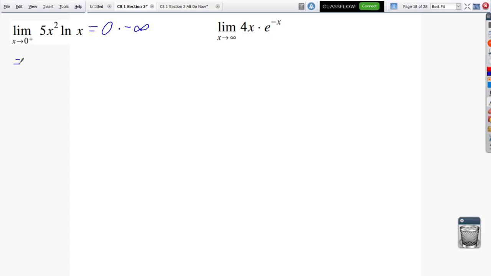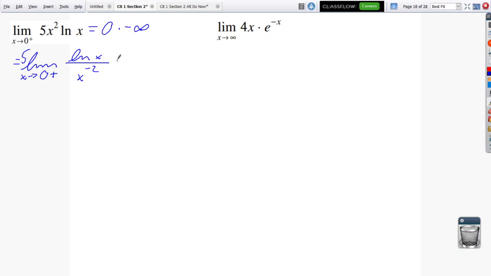So I'm going to rewrite it in fractional indeterminate form. All we're going to do is reciprocate one of these. It's up to you. Do you want to reciprocate ln of x or do you want to reciprocate 5x squared? Really, that 5x squared is going to be the easier one to reciprocate. Actually, you know what? I don't even like that 5 hanging out here. So I'm just going to put the 5 out front. Why can I do that? Properties of limits, constant multiple. So I'm going to rewrite this as ln of x over x to the negative second.